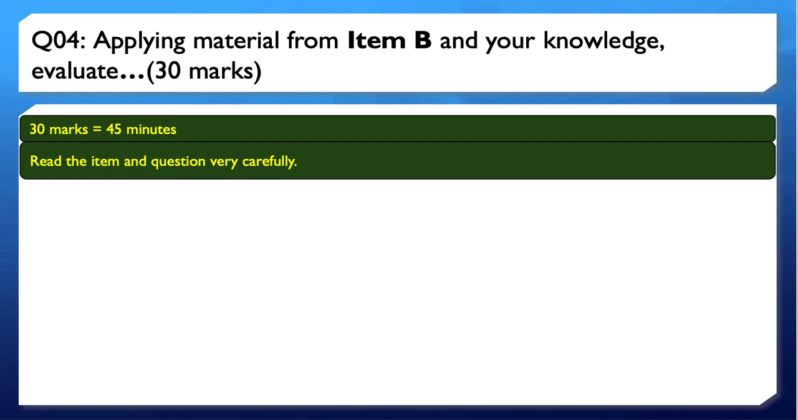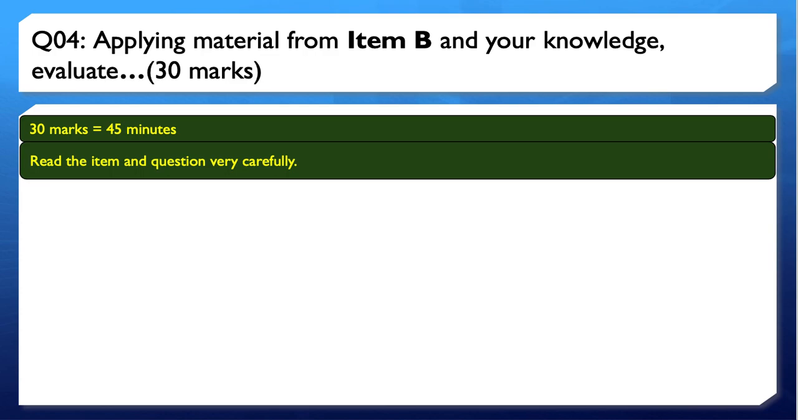Question 4 on paper 3 will be on crime and deviance, and will always start with the command, applying material from item B and your knowledge, evaluate. It is the question with the highest number of marks, in this case 30, therefore using the 1.5 minutes per mark rule, you should be spending 45 minutes on this question in total.